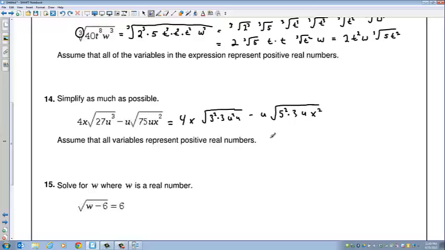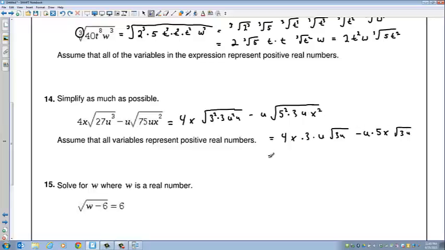And so what's that equal to? Well, anything that's squared I can pull out. So that's going to be 4x, and then that 3, because it's squared, I can pull out, so times 3. And I can also pull out this u, so u squared, I can pull out a u. And then I have a square root of 3u left over inside there. Minus, then I have u times, and 5 is squared, so I can pull out a 5. And x is squared, so you can pull out an x. And you're left with, again, another square root of 3u, which is really nice because these are like terms now.